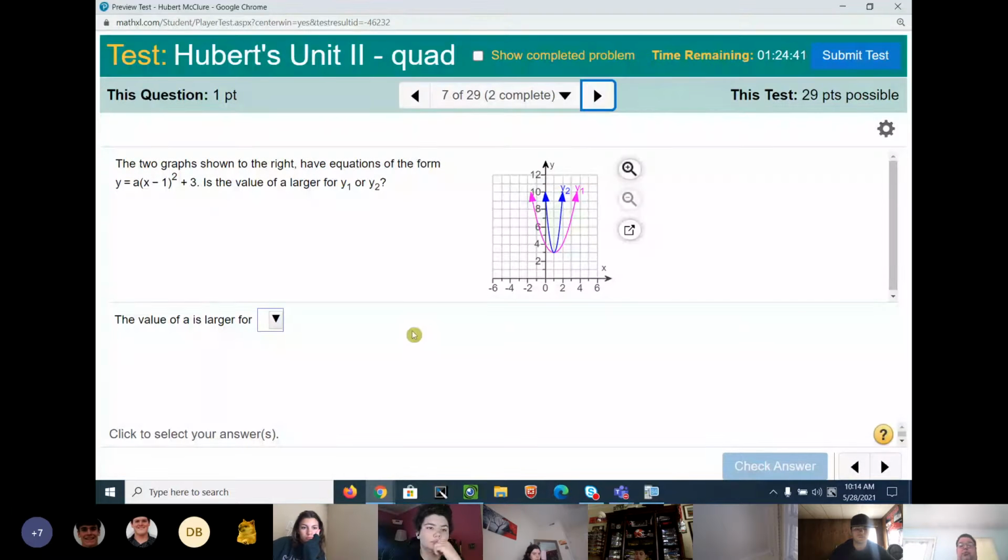All right, here we go. Here's one of the vertical shift or horizontal shift or orientation problems that I gave you. The two graphs shown to the right have equations of the form a(x - 1) squared plus 3. Both of them have that. Is the value of a larger for y1 or y2? Well, y2 means a is greater than 1. So y2 is the larger number because it's more narrow.